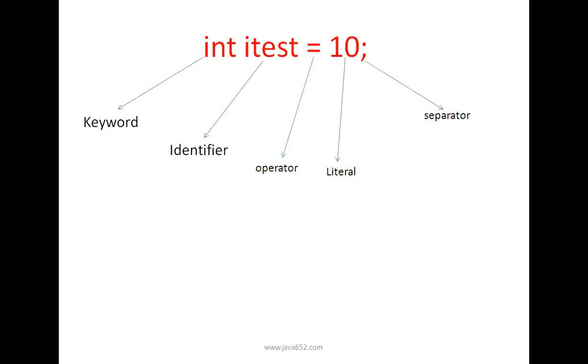It is just used to separate parts of the program for better readability. Can you see the semicolon in this statement? Yes or no? Okay, so this semicolon is a separator. Equal to is not a separator, it is an operator, because it puts the value 10 into the int variable.